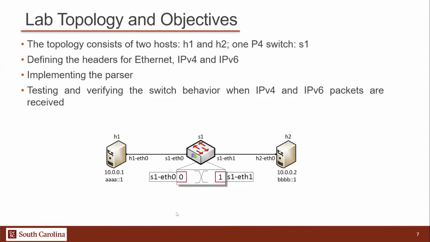So the objective of this lab, we will use the exact same topology as the one that we used before. We have one P4 switch and two end hosts. What we will be doing is defining the headers for the Ethernet, the IPv4, and the IPv6. Then we will implement the parser. And later on, when we send the packet, we will be verifying that based on whatever is inside that header, if it is IPv4, then the IPv4 state will be executed. If it is IPv6, then the IPv6 state will be executed.